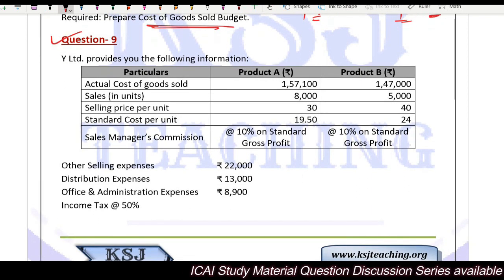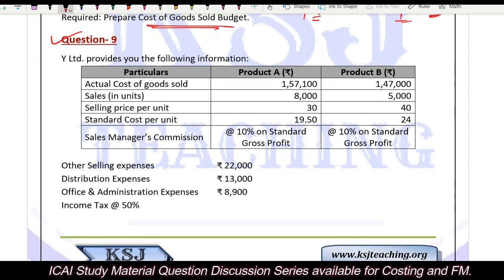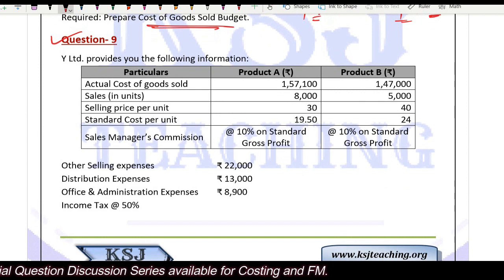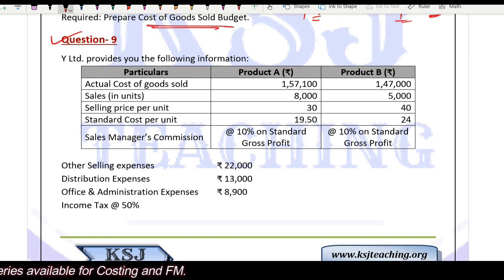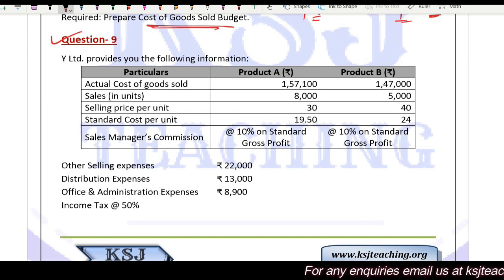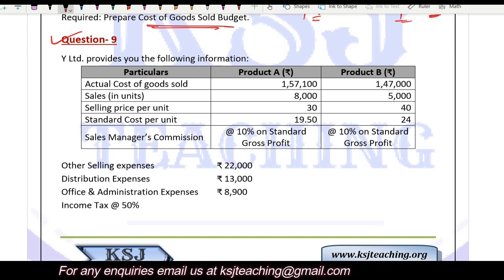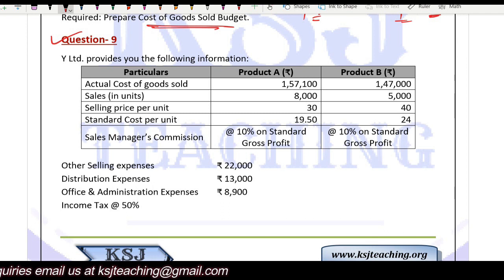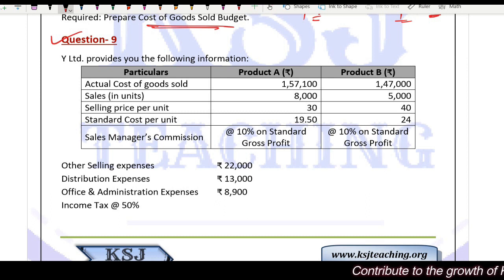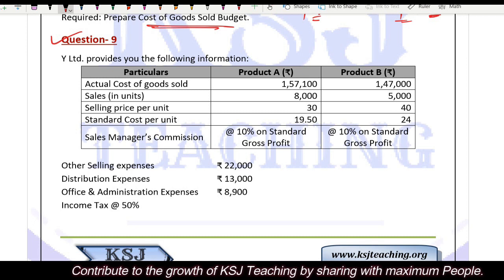Let's do it. Y Limited provides you the following information related to the two products, product A and product B. Annual cost of goods sold is 1,57,100 and 1,47,000. Sales in units is 8,000 and 5,000. Selling price per unit is 30 and 40. Standard cost of that product per unit is 19.50 and 24. Sales manager commission at 10% on the standard gross profit for both the products.